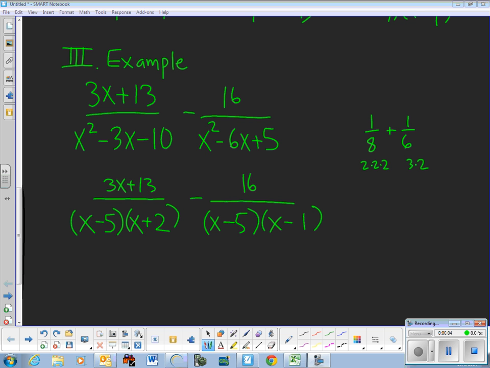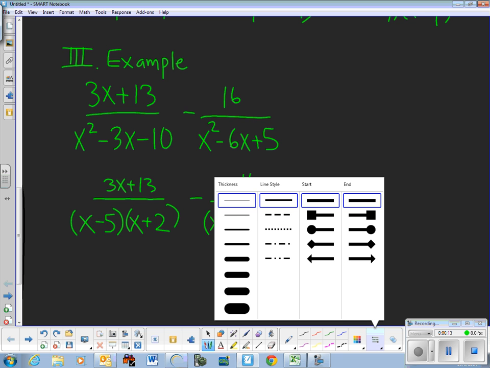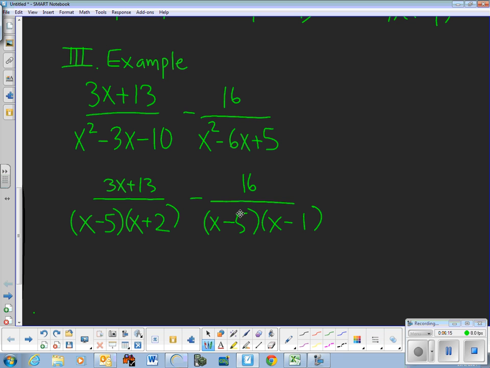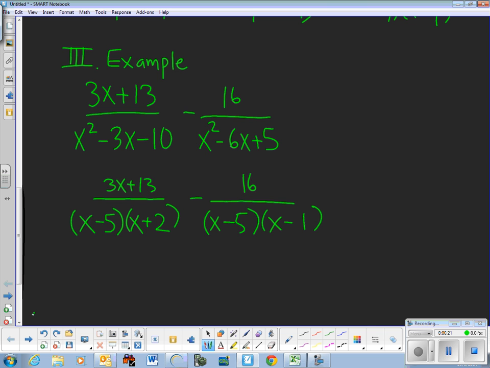So I'd multiply to get 24 on the bottom. I don't have to just always multiply the two together. It doesn't necessarily mean it was wrong. It would just need more simplifying later. So my point is, the fraction on the left, in order to get the common denominator, needs an x minus 1. Basically, you just give it the parts that it's lacking. The one on the right needs an x plus 2.